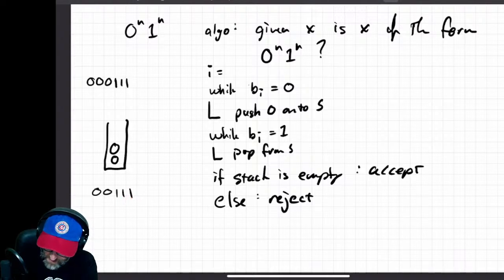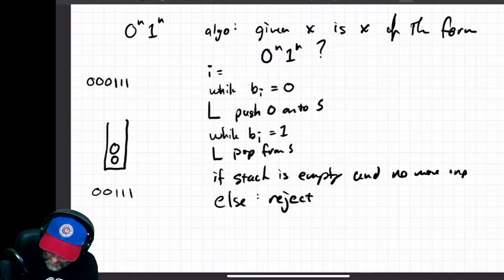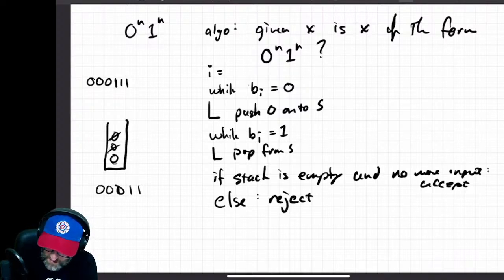and the stack is not, or sorry, okay, so I found an error with my pseudocode here. If the stack is empty and no more input, then accept. There we go. But here there is more input because there's an additional 1. So we'll end up rejecting it. What's another example? Suppose we had 0, 0, 1, 0, 1, 1. We would end up pushing 3 zeros, popping only 2 of them, and then we would end up rejecting because the stack is not empty.